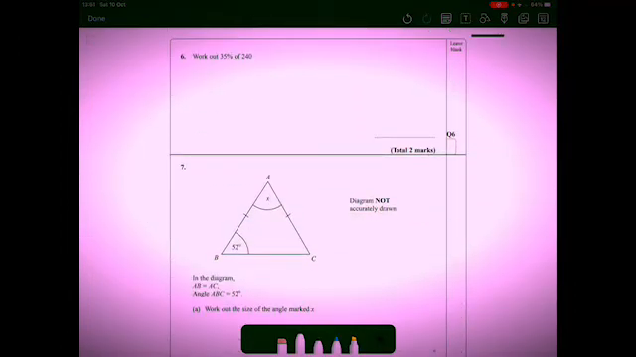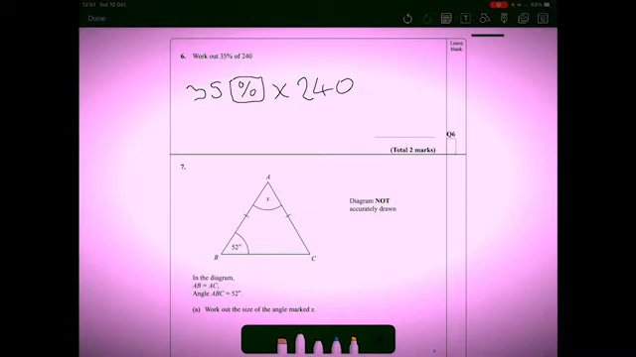Question 6. Work out 35% of 240. This is a calculator question, so let's look at what buttons we need to press to find a percentage of something. Every calculator does have a percentage button on it somewhere. I'm using an old Casio one at the moment, but if you can type in 35, find the button that is a percentage button of some sort, and then times the value you're finding the percent of. That will then get you the answer.